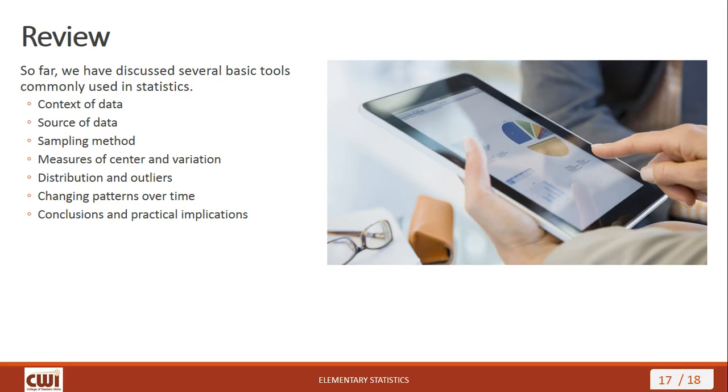We've looked at measures of center and variation. We've looked at distributions, whether or not they're normalized, and the effect that outliers can have. We've looked at how patterns can change over time. And we've looked at making conclusions from our data, and extracting from them the practical implications of our statistical results. So you think about it, we've actually started to gather quite a few tools into our statistical toolbox.